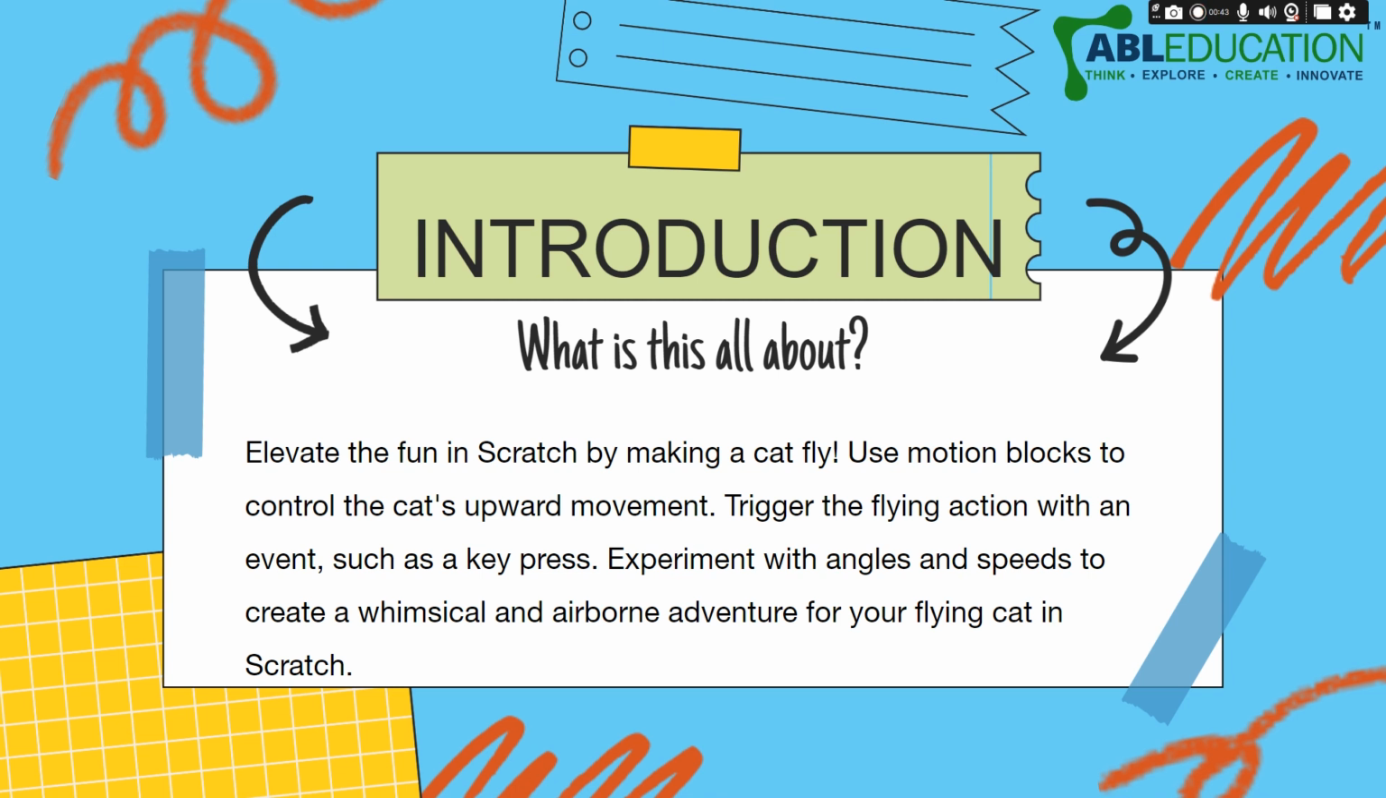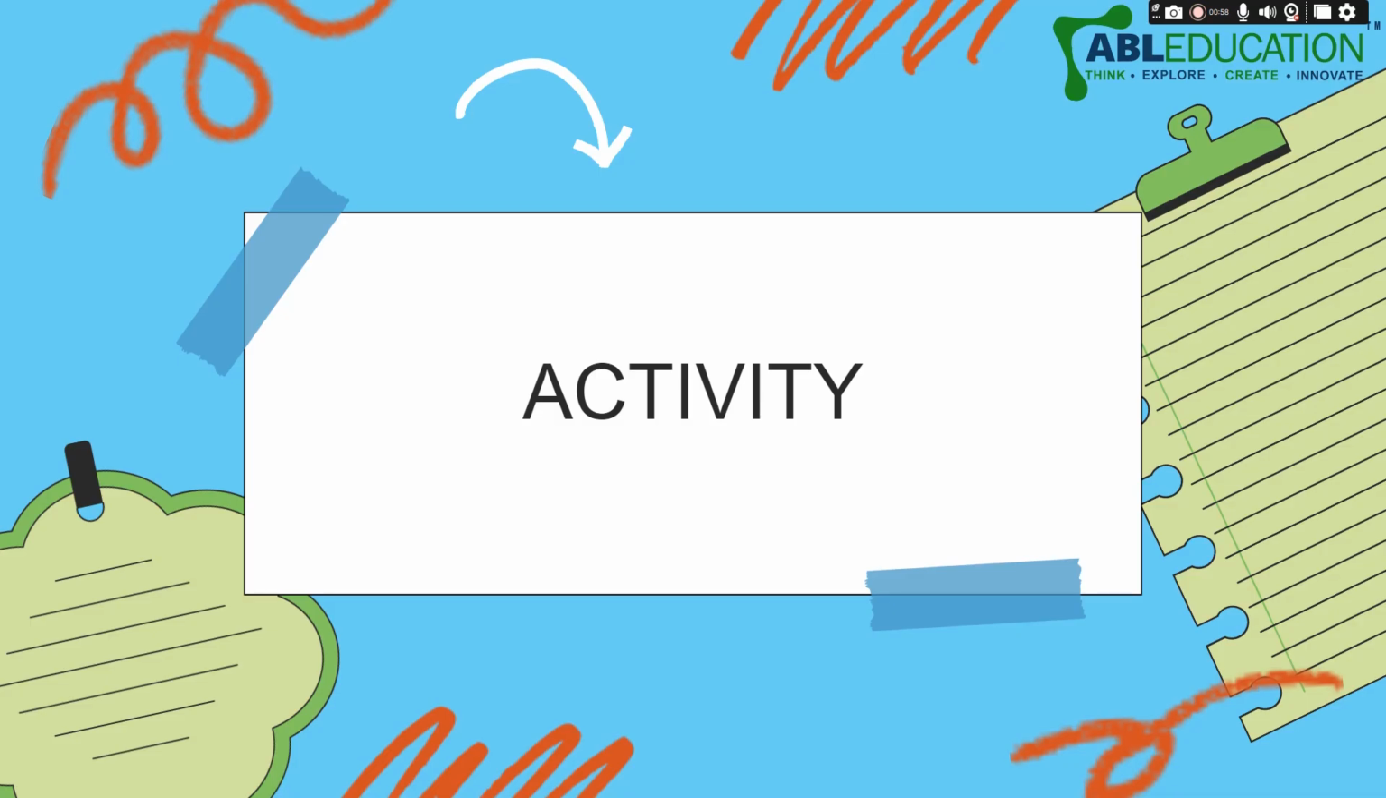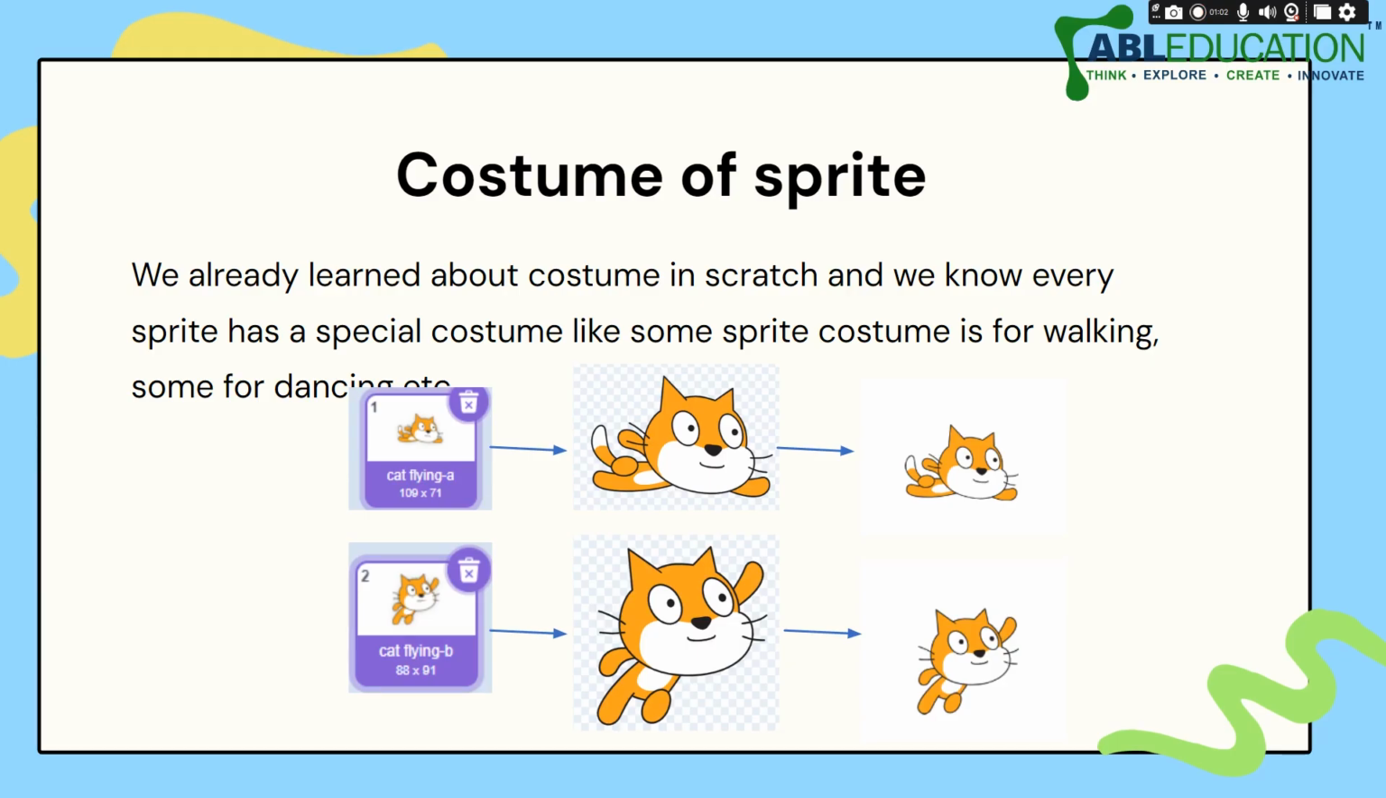So you want to make a cat fly? It's pretty funny. Okay, so use motion blocks to control the cat's upward movement, trigger the flying action with an event such as a key press. So this is really interesting, and today I'm going to teach you how to do it. It is a pretty simple logic, okay, if you understand it. So now let us begin with the activity.